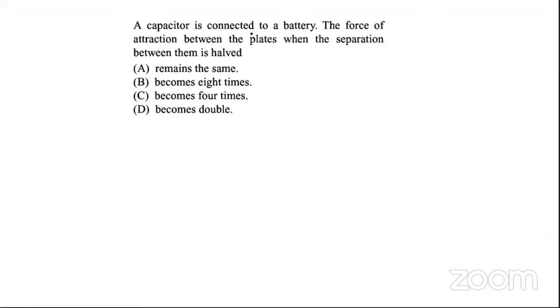A capacitor is connected to a battery. Find the force of attraction between the plates when the separation between them is halved.